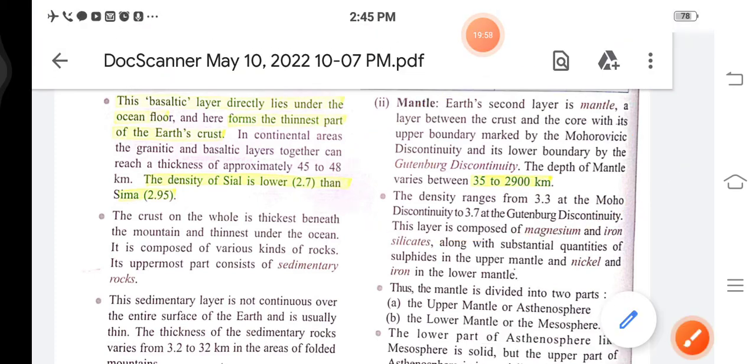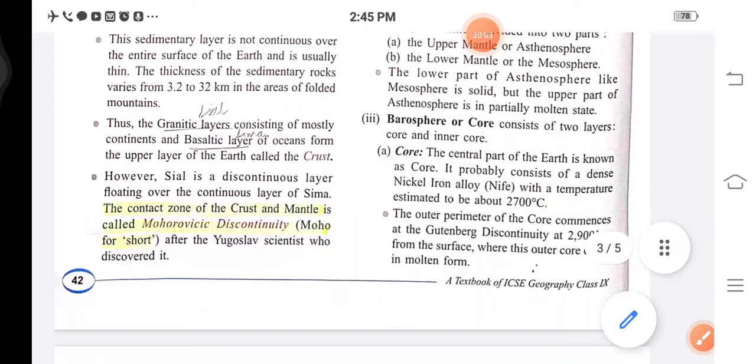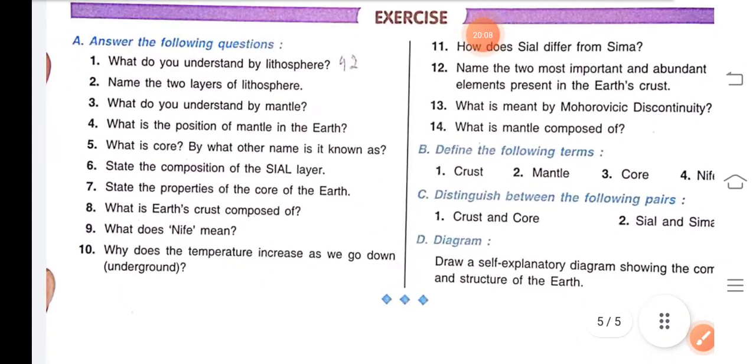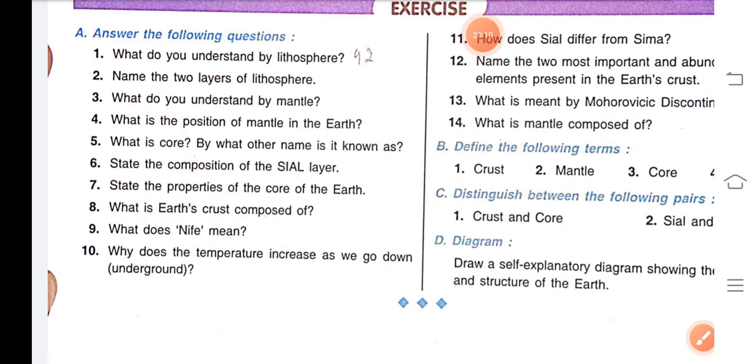If you are able to understand this chapter from my video, I can see that you can answer these questions quite easily. So next, what do you understand by mantle? We did it. What is the position of mantle in the earth? You have to just write that it's marked between the crust and the core. What is core? Core is the center part of the earth. What is it called? Barysphere.